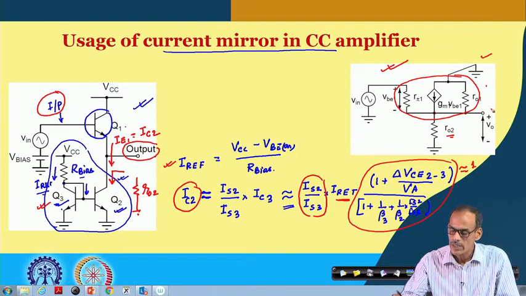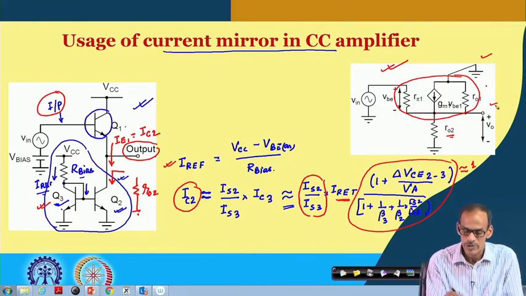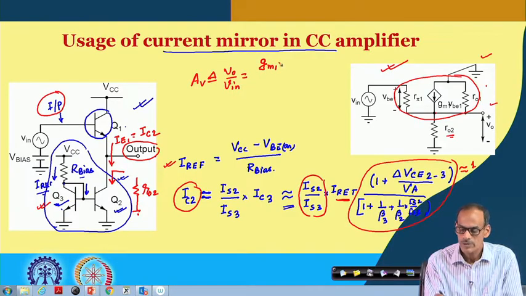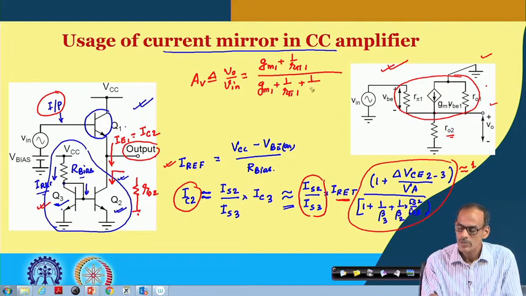And again you can analyze this circuit to find the corresponding gain. So, AV, which is defined as VO divided by Vin, and that we have discussed, its gain is GM1 plus 1 by R pi, divided by GM1 plus 1 by R pi of transistor 1 plus 1 by RO1 plus 1 by RO2.